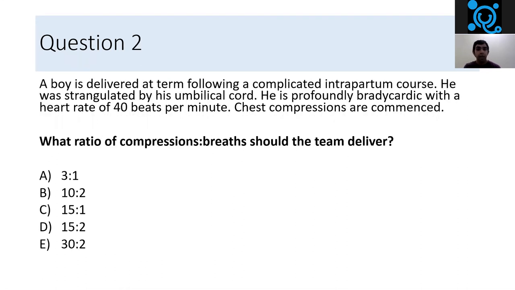Going on to question two: a boy is delivered at term following a complicated intrapartum course. He was strangulated by his umbilical cord. He is profoundly bradycardic with a heart rate of 40 beats a minute. Chest compressions are commenced. What ratio of compressions to breaths should the resuscitation team deliver?